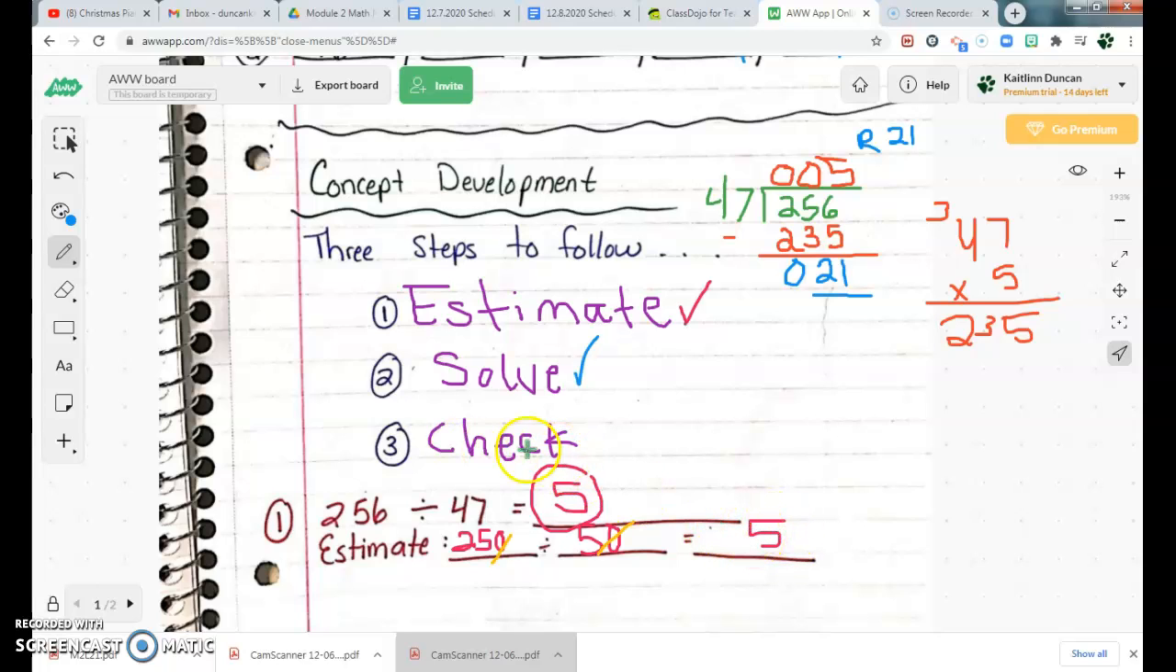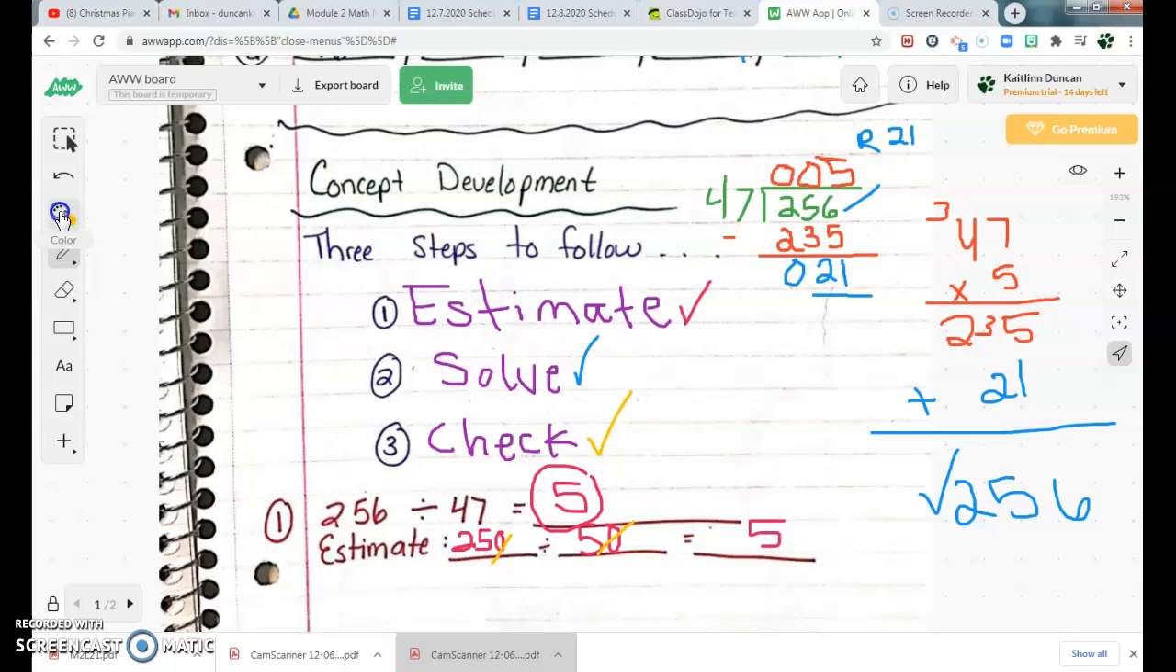Okay. But now I need to go and check my work. To check my work, I need to multiply my divisor by my quotient, then add my remainder. Well, I've already done 47 times 5. I got 235. So I don't really need to do that again because I already have my work right here. But I do need to add 21 to it. So I need to add that remainder. So I'm going to add 21 right here. So I have 5 plus 1 is 6. 2 plus 3 is 5. Bring down my 2. Oh, look. It's my original dividend of 256. So my check is correct.